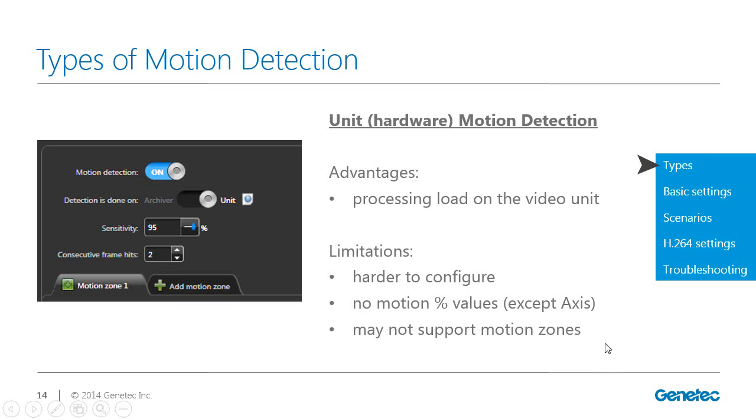Now, one last limitation is that the unit may not support as many motion zones as we need. This would need to be confirmed with the unit manufacturer to see how many motion zones are supported for the particular camera that you're using.